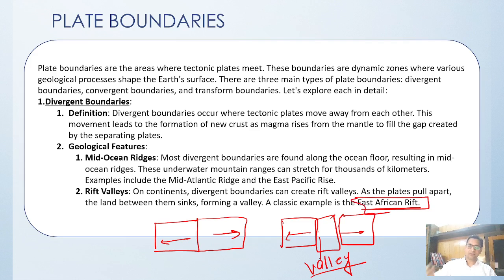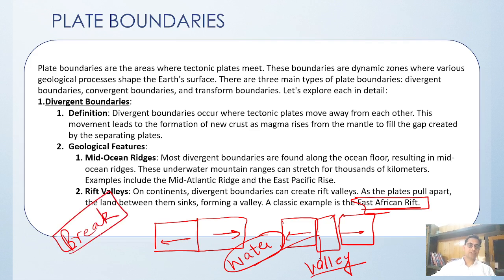This is the East African Rift. The East African Rift is breaking, and inside that valley water is getting filled. We are saying that around 100, 200 years afterward, or after 1000 years, Africa will break, and there will be one ocean that will divide Africa into North Africa and South Africa, meaning the southern part of Africa.